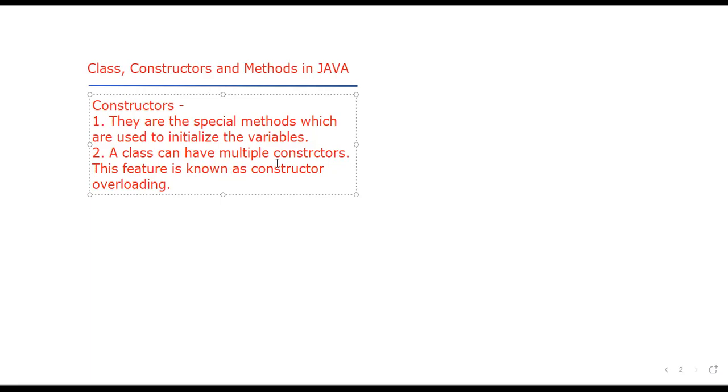A class can have a number of constructors, and this feature is known as constructor overloading. Now, this is all about constructors. Then we will learn about the properties of constructors.